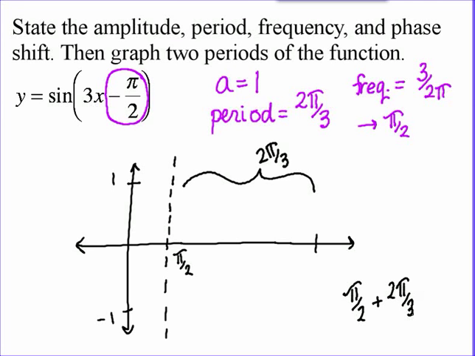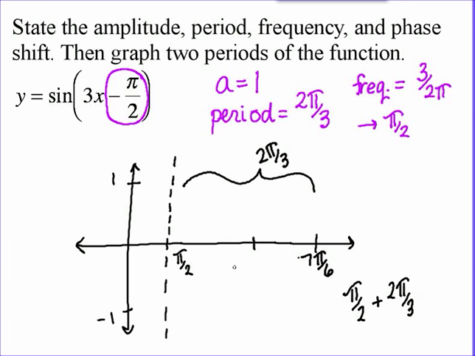What does that come out to be? So 1/2 plus 2/3, what do you get? 7. 7 pi over 6. Good, 1 and a 6th.